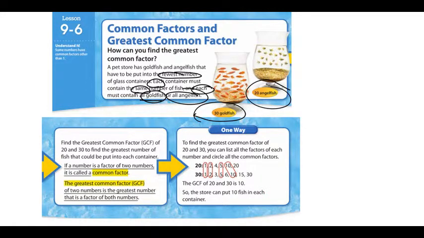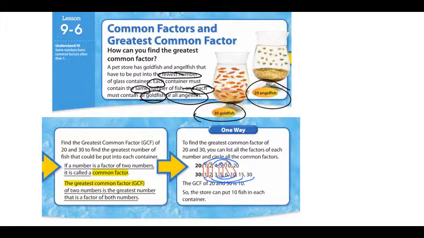Okay, to find the greatest common factor of 20 and 30, you list out all the factors and circle the ones they have in common. So 20 and 30, if you remember, we did the rainbow where we went 1 and 20, 2 and 10, and 4 and 5. And here we have 1 and 30. I'm just doing it underneath. 2 and 15, 3 and 10, 5 and 6. So those are all the factors.